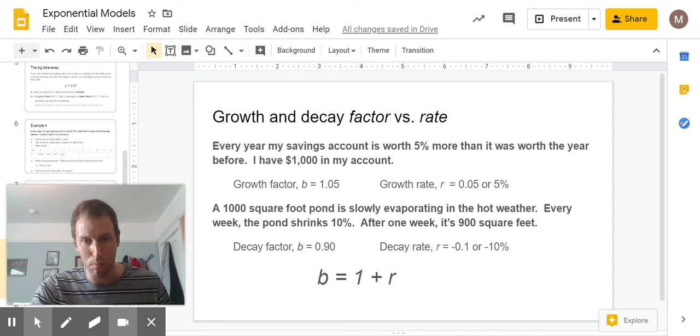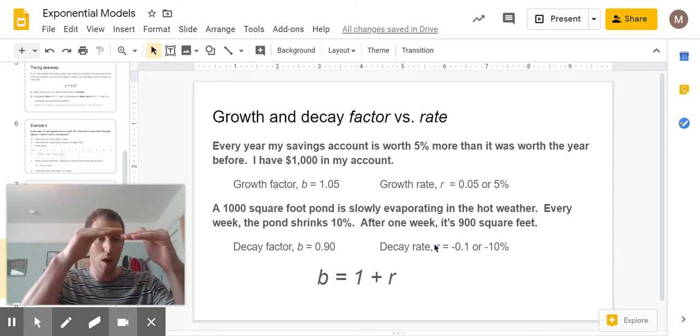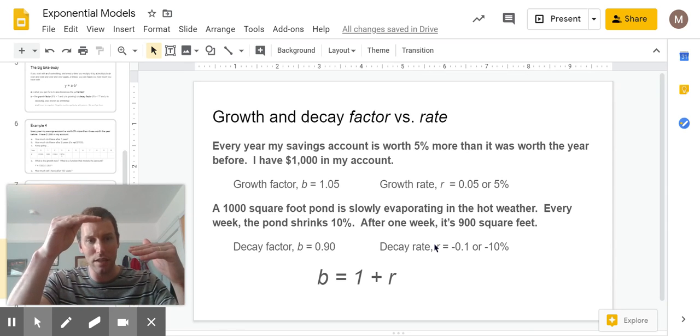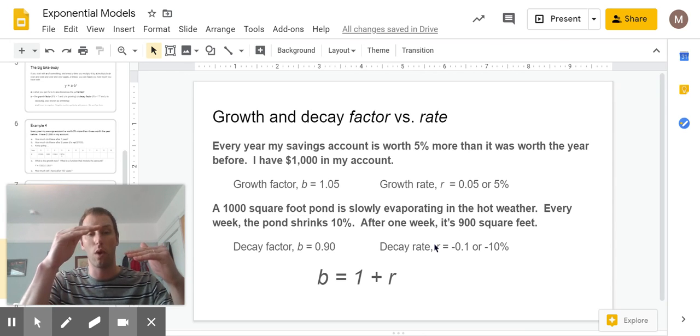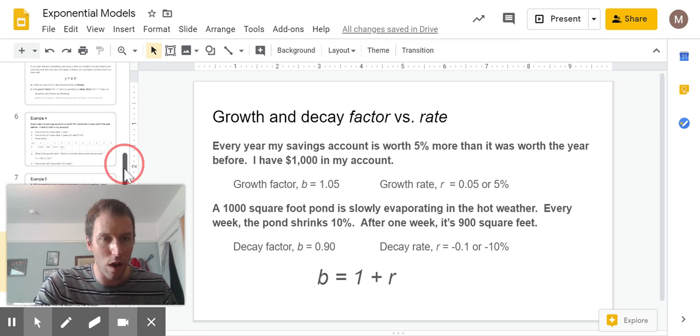1 plus negative 0.1 is 0.9. So just take your 100% baseline, that's the 1, plus or minus the rate. Plus if it's growth, minus if it's decay, which you should think of as negative. So you're really just adding either a positive growth rate or a negative decay rate to get the growth or decay factor. Moving on.